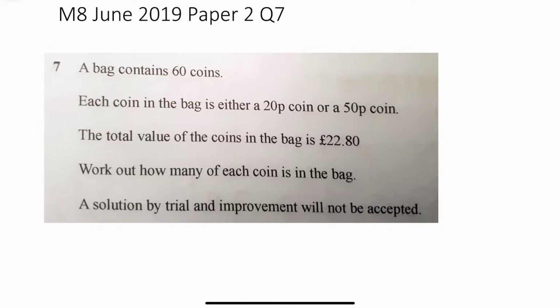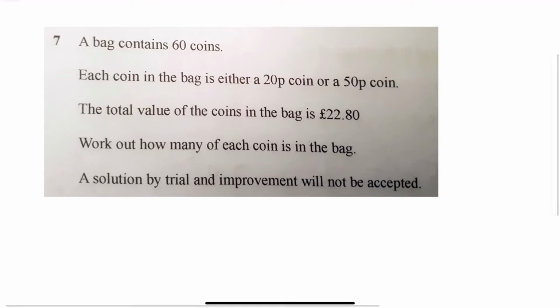Okay, in this question from June 2019, paper 2, question 7, it's a simultaneous equations question. It may not look like a simultaneous equations question to start with, but it is. So the question says, a bag contains 60 coins. Each coin in the bag is either a 20p coin or a 50p coin. The total value of the coins in the bag is £22.80. Work out how many of each coin is in the bag.